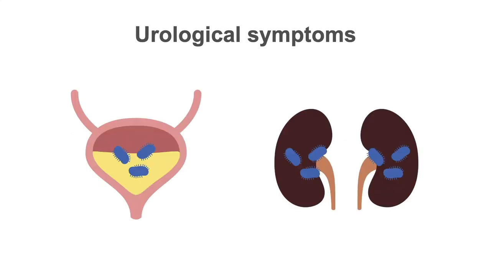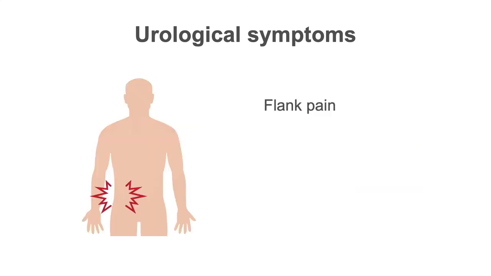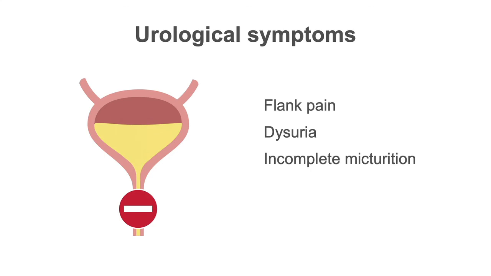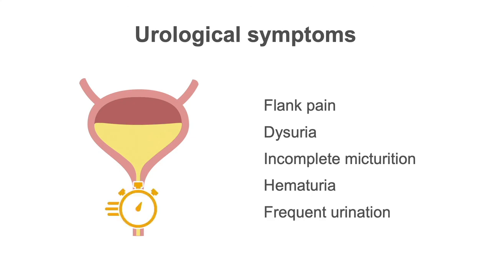Bladder or kidney infections are just two of the many urological issues that may present as abdominal pain. So, you also need to ask about urologic symptoms for both men and women. Do they have flank pain, which is pain in the lower back or side? Pain with urination, known as dysuria? Incomplete micturition, where they are unable to completely void? Blood in their urine, known as hematuria? Or frequent urination?